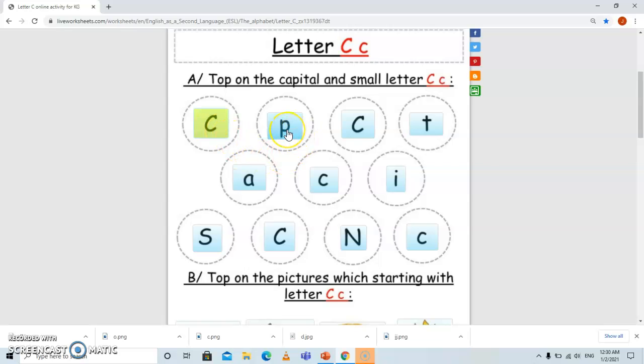Yes. This one? No. This one? Yes. This one? No. Let's go down. Is this letter C? No. What about this one? Yes. Not this one. Not this one. Yes, you're right. It's here. Is it this one? No. Yes, this is lowercase c.